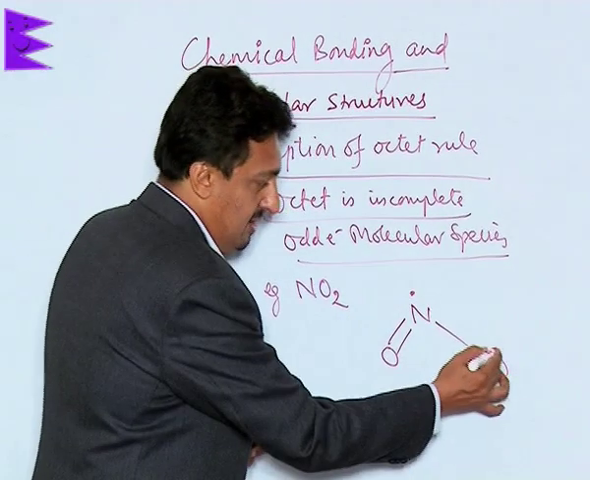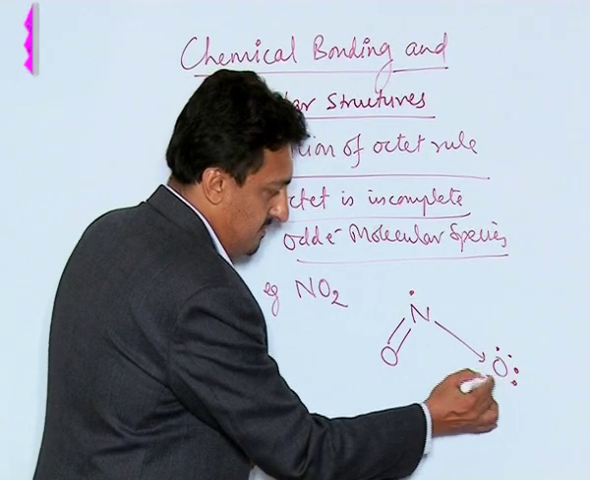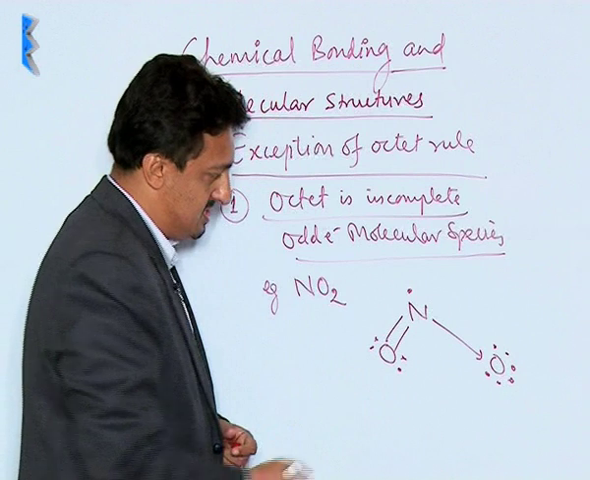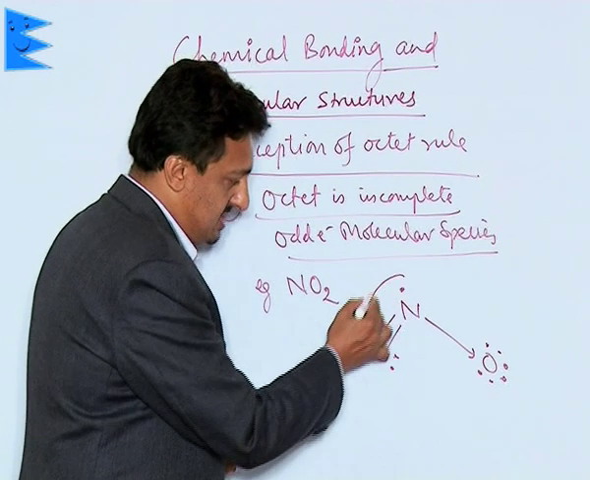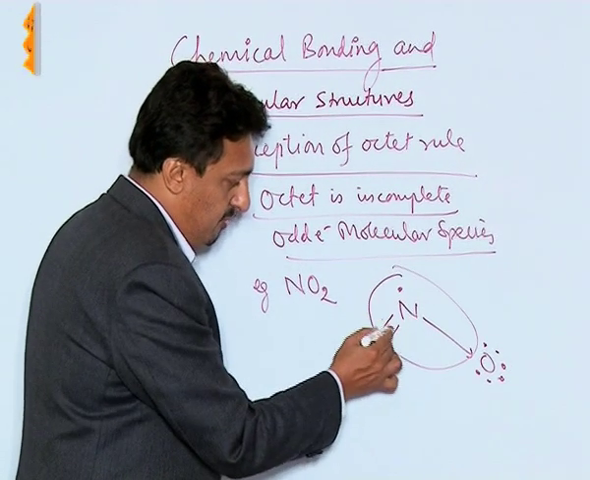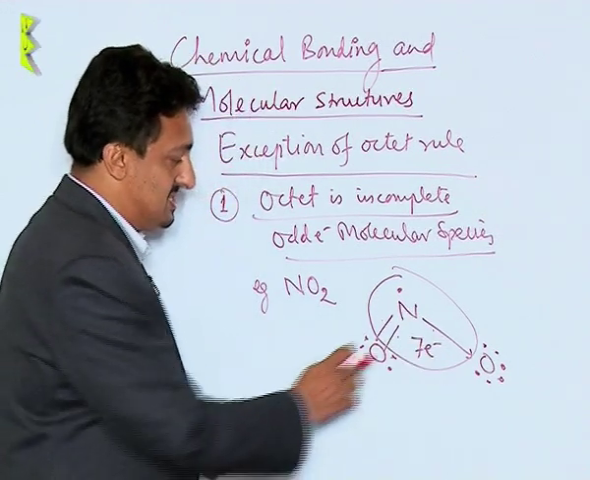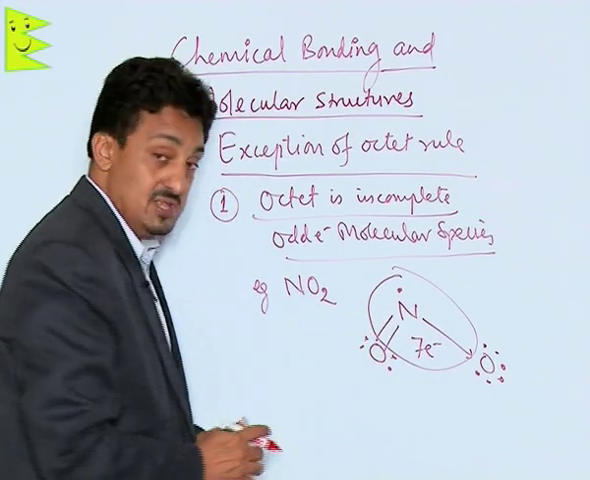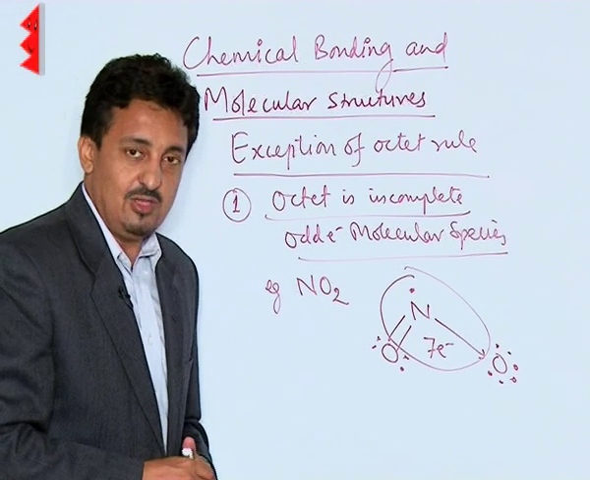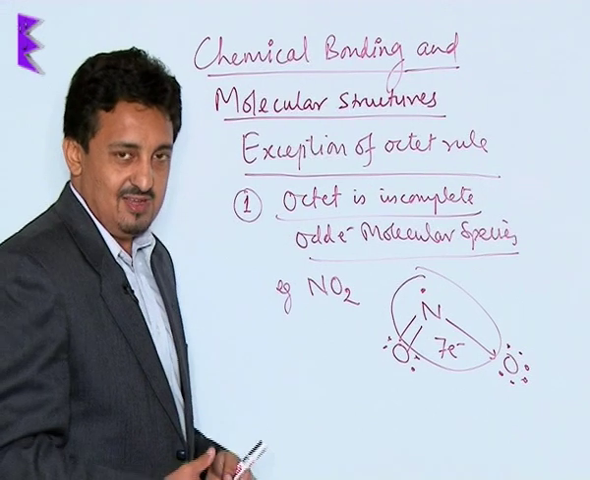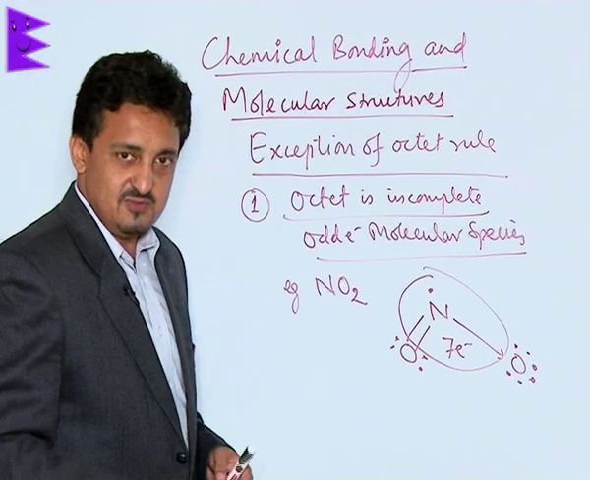Now, we know this oxygen will be having 3 lone pairs. This oxygen will be having 2 lone pairs. So this nitrogen is having only what? 2, 4, 6, and 1, 7 electrons. So this is an example of odd electron molecular species, which make this molecular species paramagnetic in nature and very reactive.